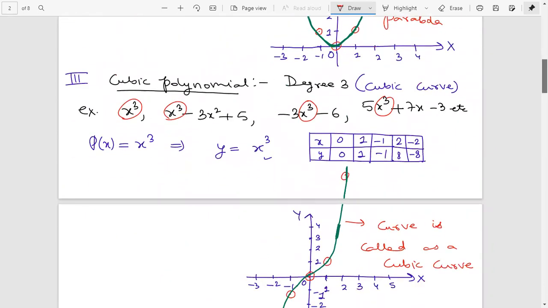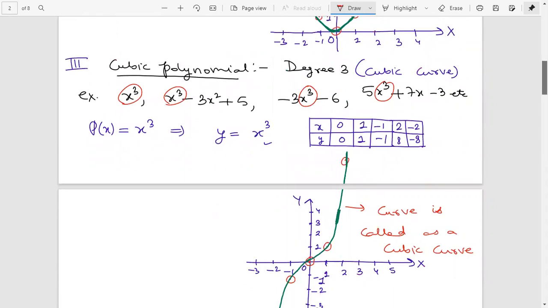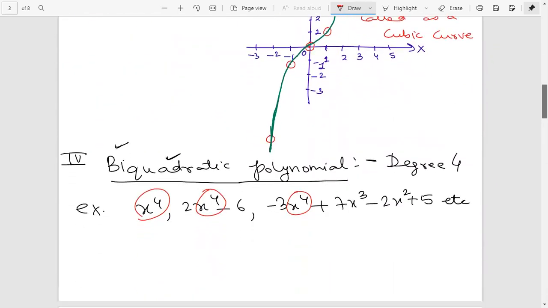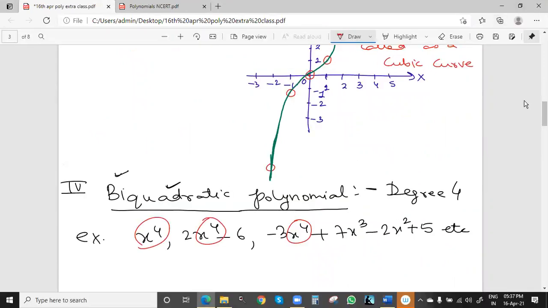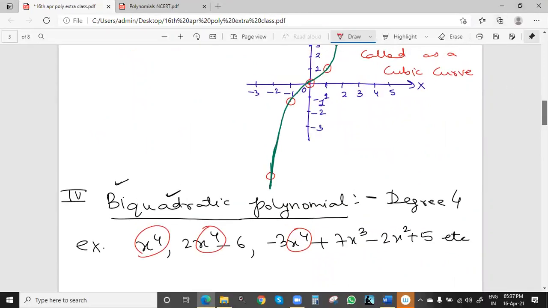Till third degree we have in this syllabus. Degree 3 is a cubic curve. And fourth, just for knowledge, biquadratic, degree 4. I hope everyone understood these types of polynomial based on degree.